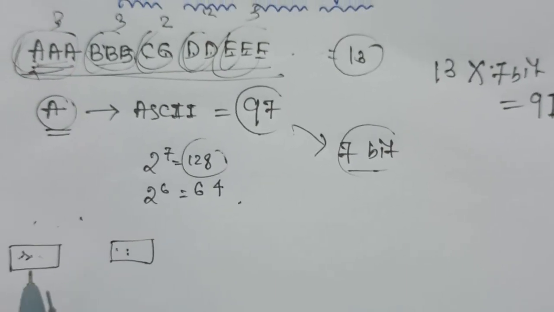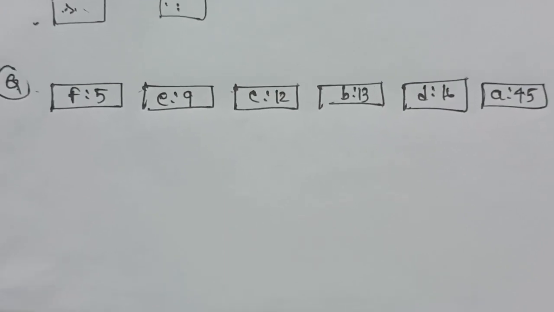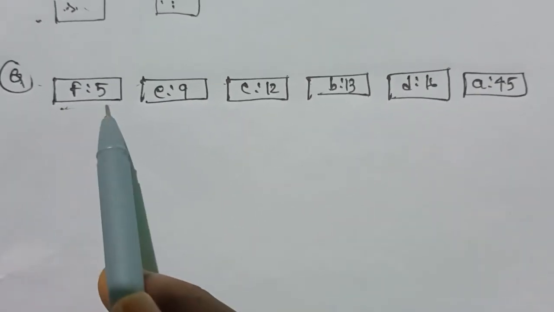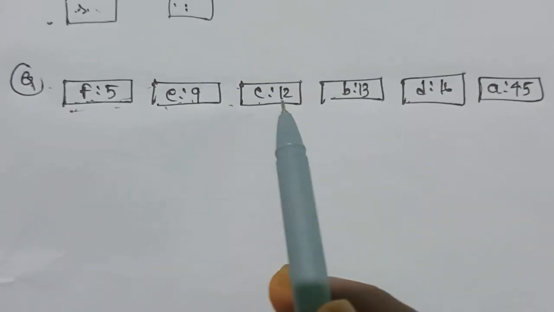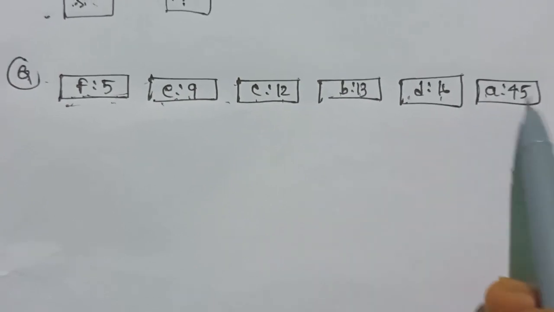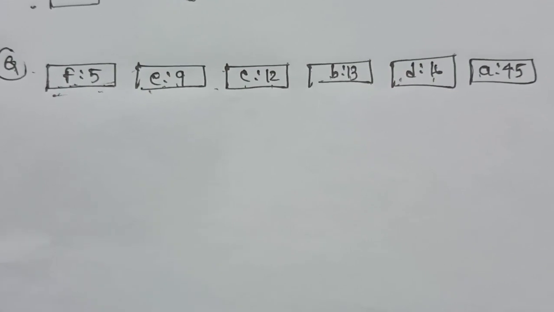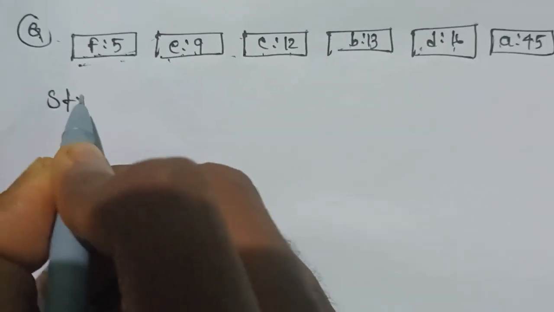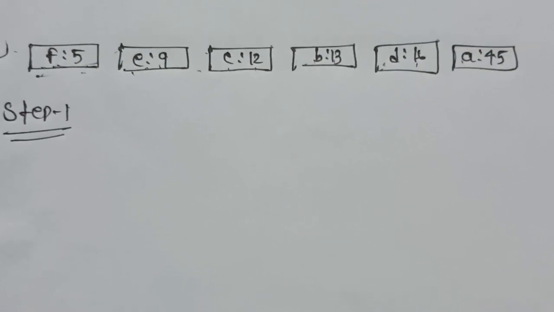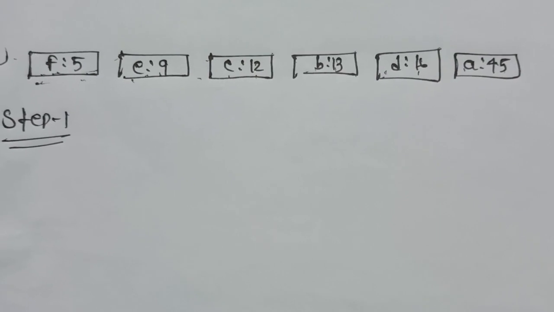So now see a question, how the question is asked. In this question, the frequencies are given: F frequency is 5, E is 9, C is 12, B is 13, D is 16, A is 45. We have to draw the Huffman's encoding tree. So step number 1: we use the min heap data structure. That means first we have to find the minimum frequency.